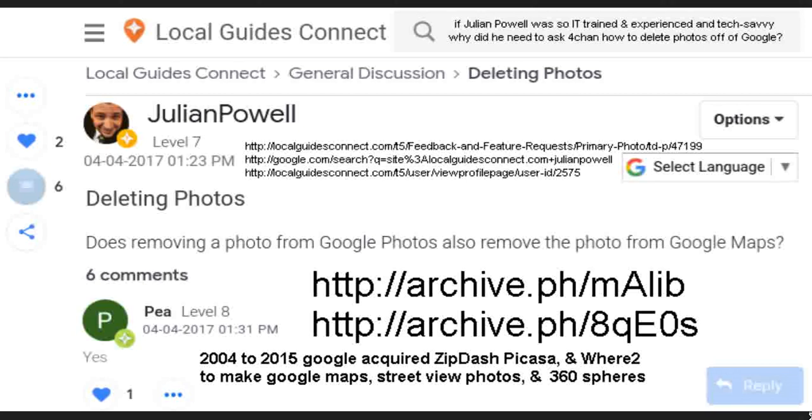The only reason I know about that is I asked that question in 2017 specifically because of the image of the Monon High Bridge in 360. There was two of them. And I found out later, as all of you did, it was Julian Powell, or at least it is assumed to be Julian Powell.